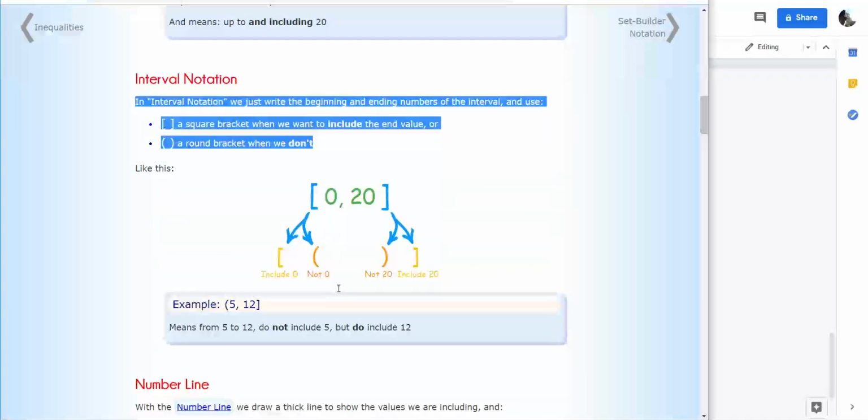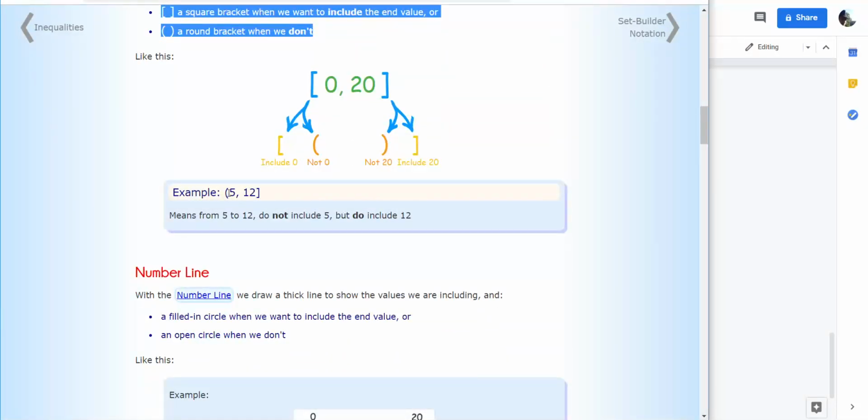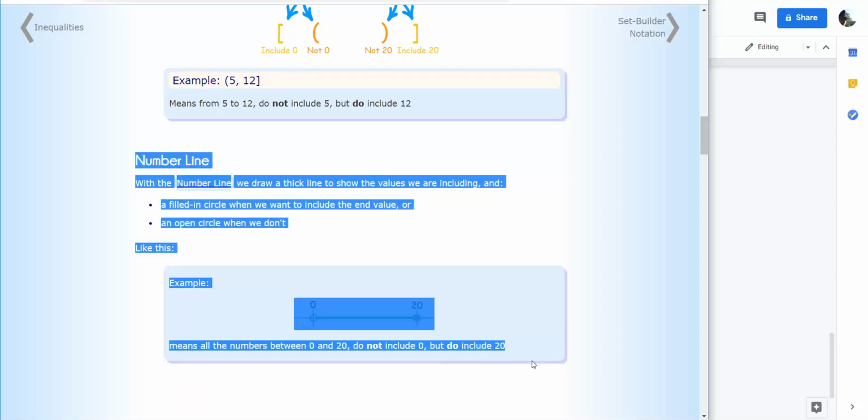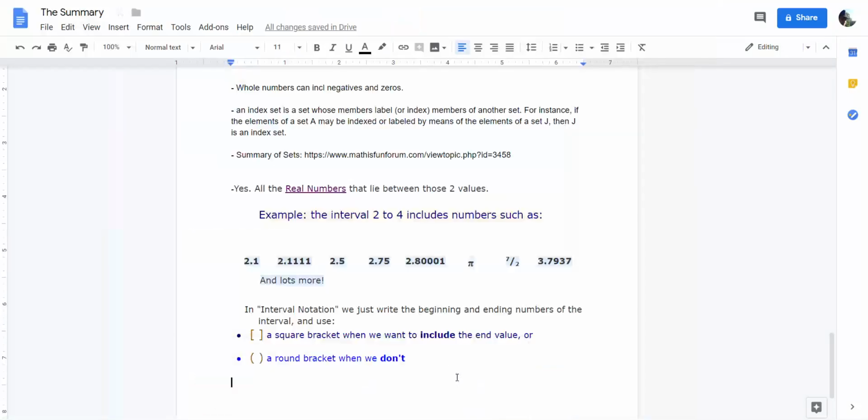That's a good one. So include 0, not 0, not 20, not 20. So not 5, but include 12. With the number line, we draw a thick line to show the values we are including, and a filled circle. Oh man, this is pretty nice.